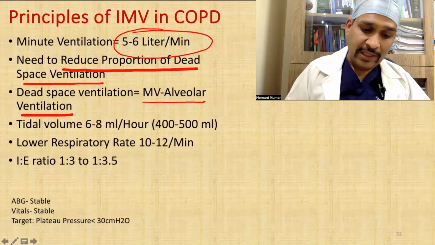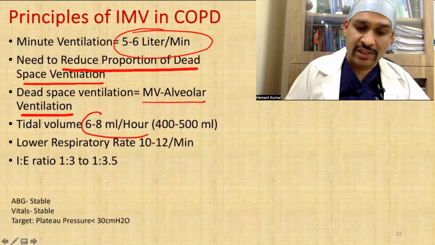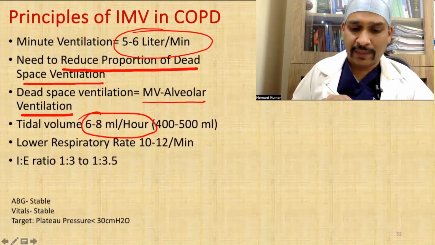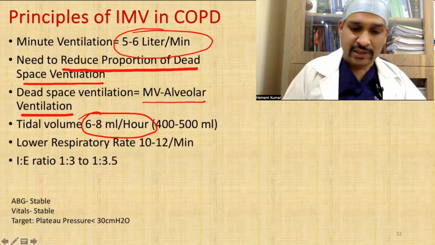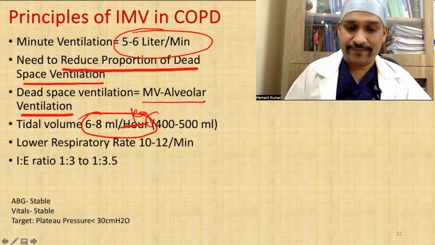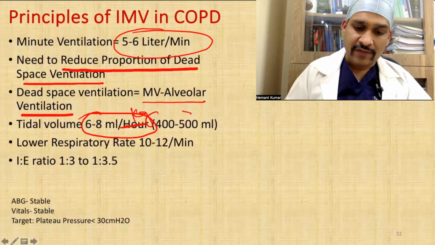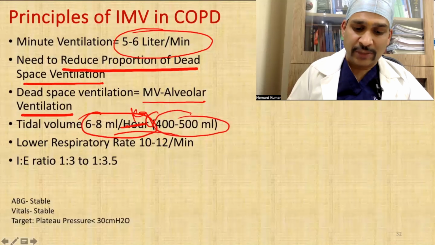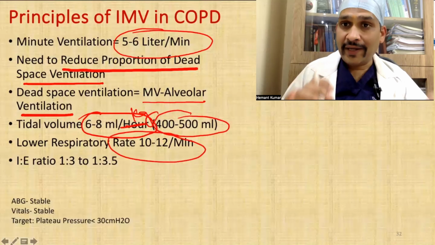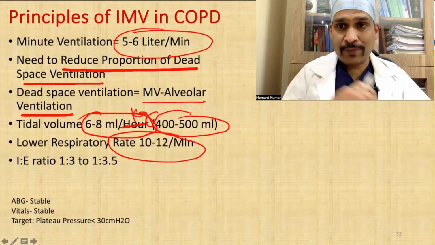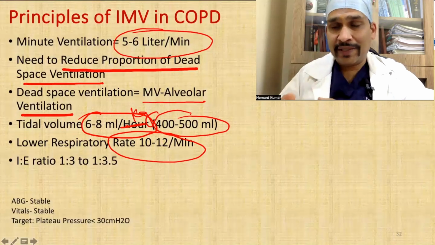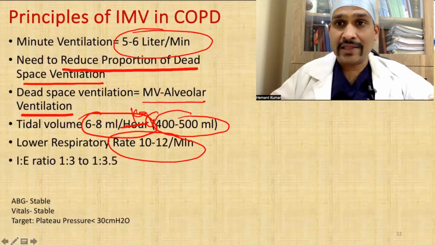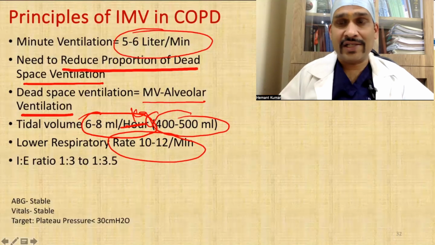So we have to keep a low tidal volume, 6 to 8 ml per kg. It's not IBW, it's kg of ideal body weight. So roughly 400 to 500 ml. And we have to keep a low respiratory rate. Why? As I told in the first part, by increasing respiratory rate, there is an increase in the proportion of dead space ventilation.